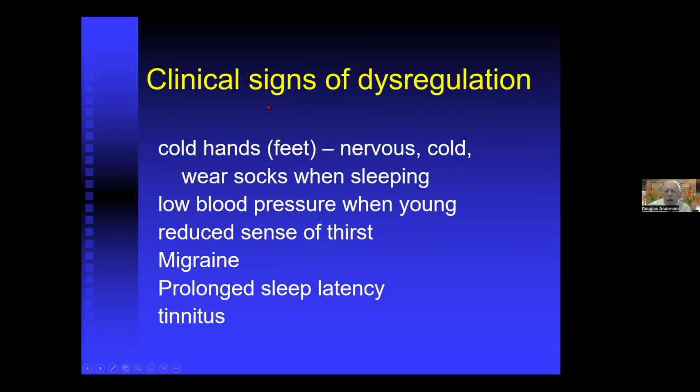What are the clinical signs of dysregulation? We can recognize people who have a problem with the regulation. Remember, there were the two normal subjects that didn't regulate very well. They tend to be nervous people that have cold hands, cold feet. They wear socks when they're sleeping. Their hands and feet get cold when they're nervous, like when they have to give a talk. Oftentimes they had a low blood pressure when they were young, so it was only 100/60 instead of the normal 120/80.